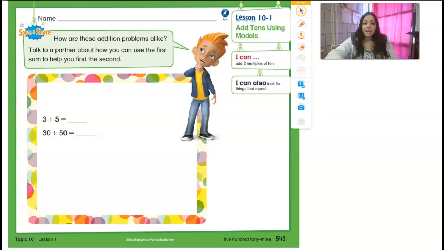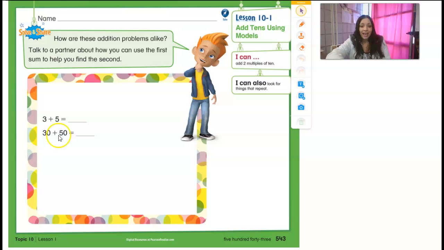So if I'm looking at these problems, it says, how are these problems alike? I have 3 plus 5 and 30 plus 50. So let's take a minute and think about it. How are they alike? That's right. They have some of the same digits or numbers in there. See, I have a 3 here and I have a 5. Well, in 30, I have a 3 and a 0, and then I have a 5 and a 0.